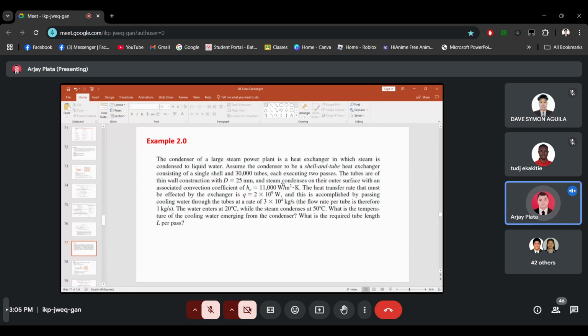I'll give you 5 minutes to analyze this problem first, and after 5 minutes we will try to solve. Please let me know if there's something that needs to be clarified, if you have any clarifications. After let's say 5 minutes, we can start again. We will discuss this problem.